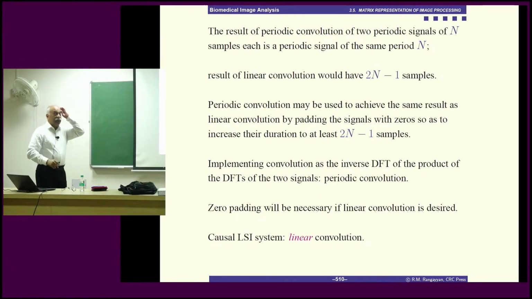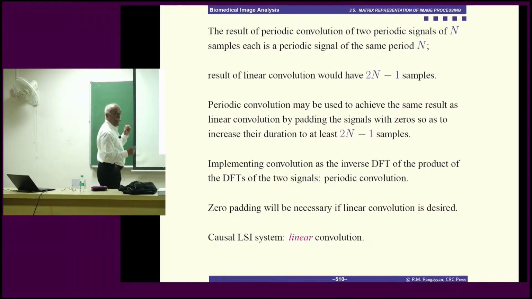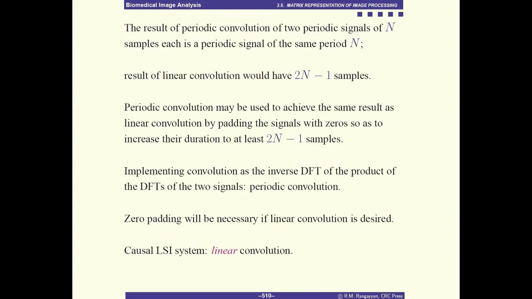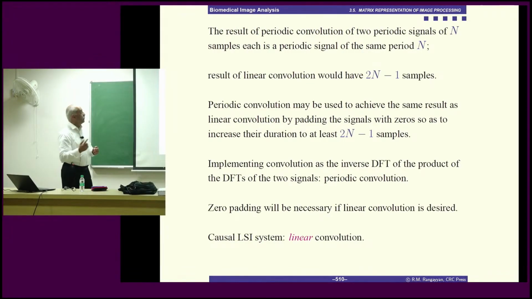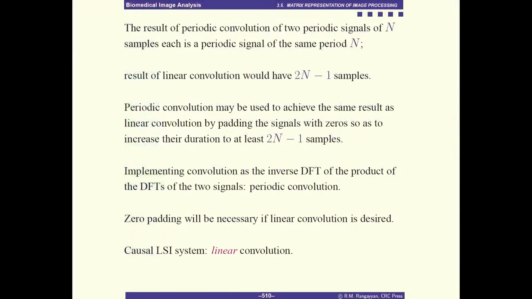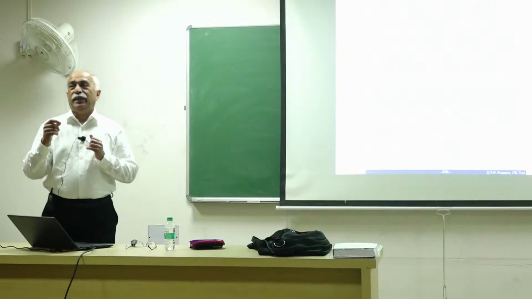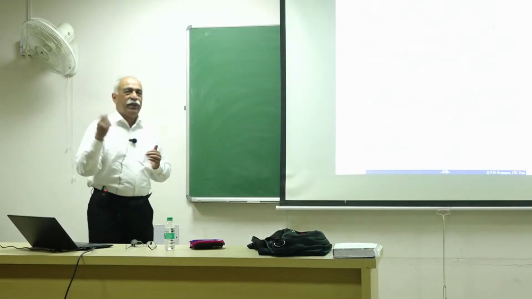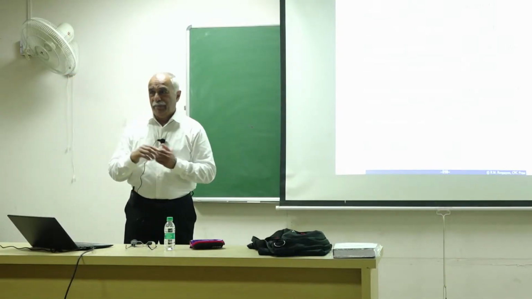The result of periodic convolution of two periodic signals of n samples each is also a periodic signal, whereas the result of linear convolution would have 2n minus 1 samples. Linear convolution gives you a longer output because you keep shifting until there is no overlap. And the shift has no limit, whereas here the shift has a limit because of periodicity. So that's an important property to remember, that the linear convolution of two signals with n1 and n2 samples will have n1 plus n2 minus 1, or in this case 2n minus 1 samples.